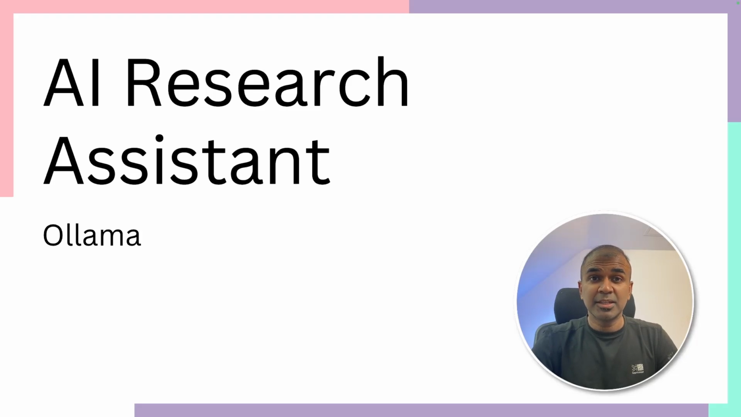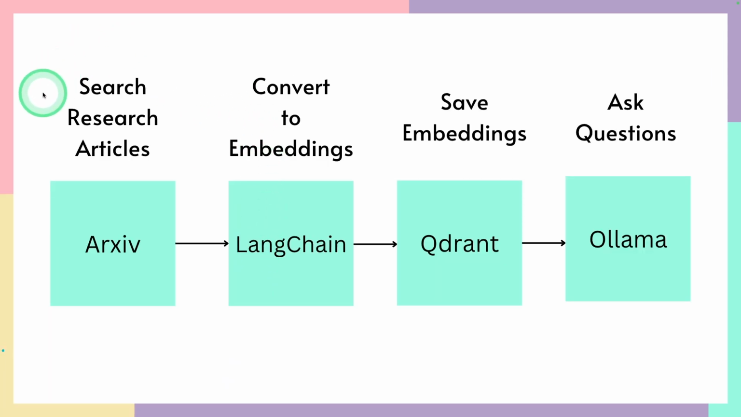This is amazing. Now we can create AI research assistants completely locally on your computer using Ollama. So first we are going to search research articles using the arXiv Python package. Next we are converting those articles into embeddings and saving them in a database, that is Qdrant. Next we are asking questions to a large language model using Ollama to clarify any doubts you have from the research articles which you searched for.